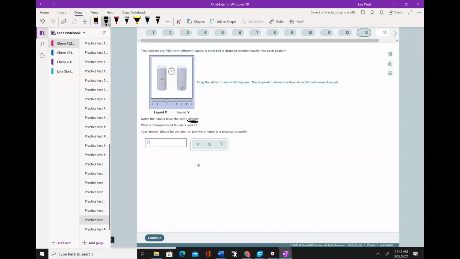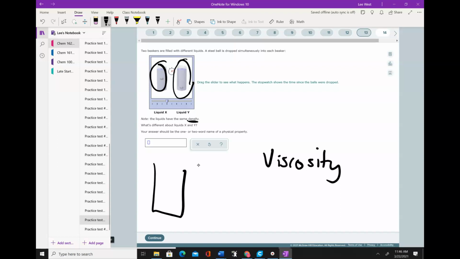So what is going to be different about these guys? Well, it's the viscosity, isn't it? Right? The viscosity is different. Okay. So that's what's different about these. This one is thick like honey. This one's runny like water. And so it's kind of an interesting phenomenon, right?